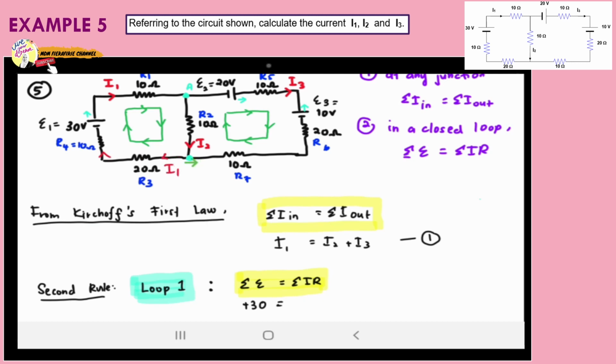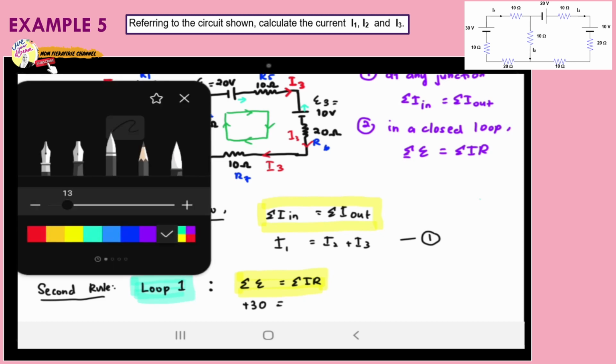So look at here, we have a junction. At this junction, I1 is the combination of current I2 and I3. So this is I3, and this is also I3. Now, let's write our equation for the first loop.